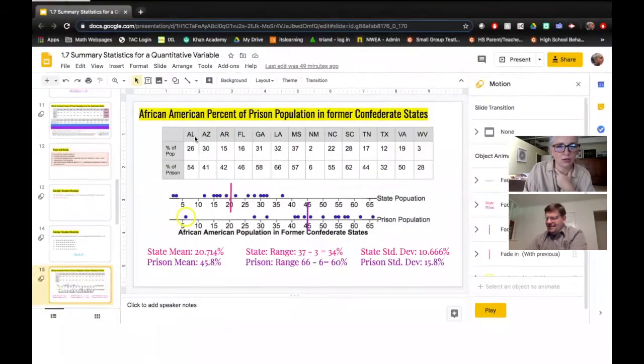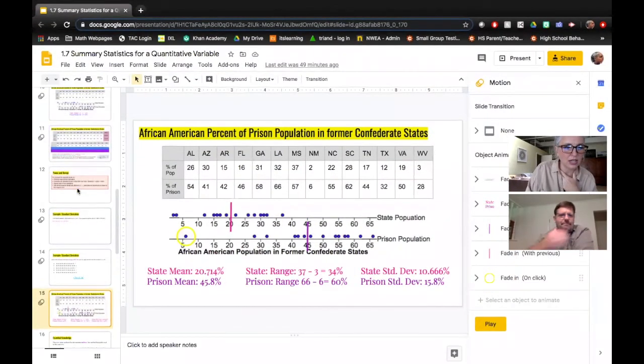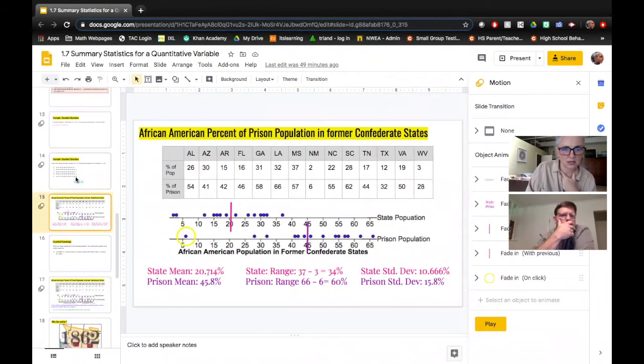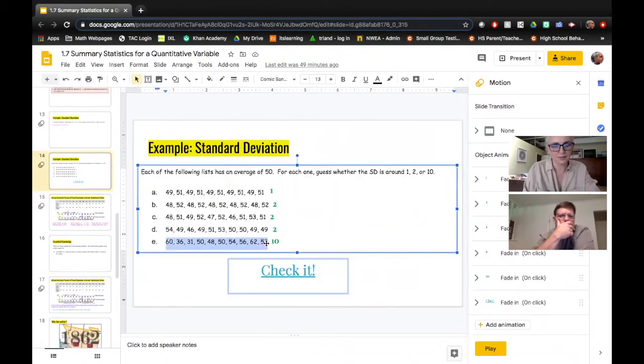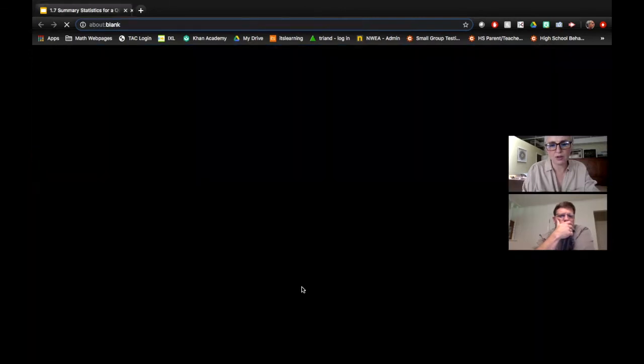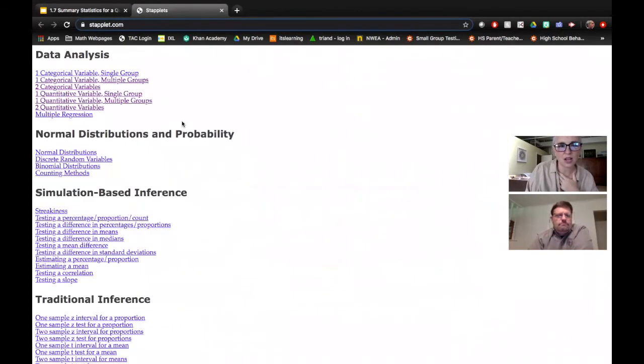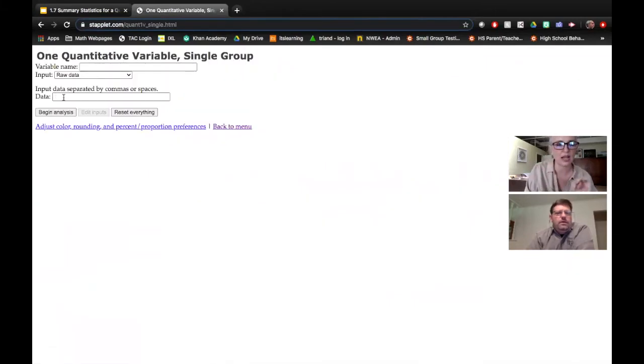So take just a minute here to look at this. I'm going to copy this list of numbers, and I'm going to run over to this website called statsflet.com, and I'm talking about one categorical variable, one quantitative variable, and a single list of numbers. Okay, and I'm not even going to give it a name.